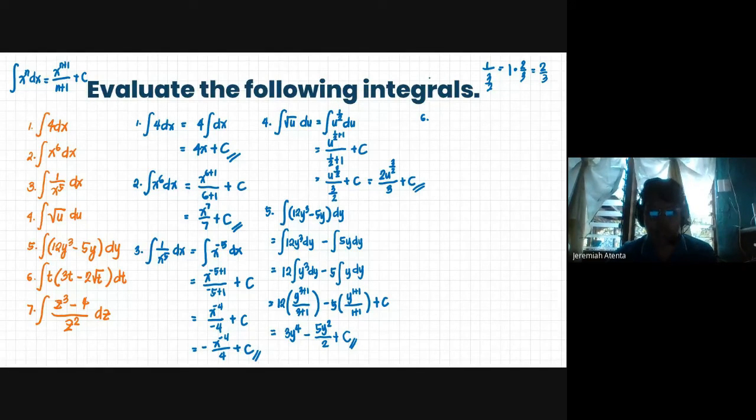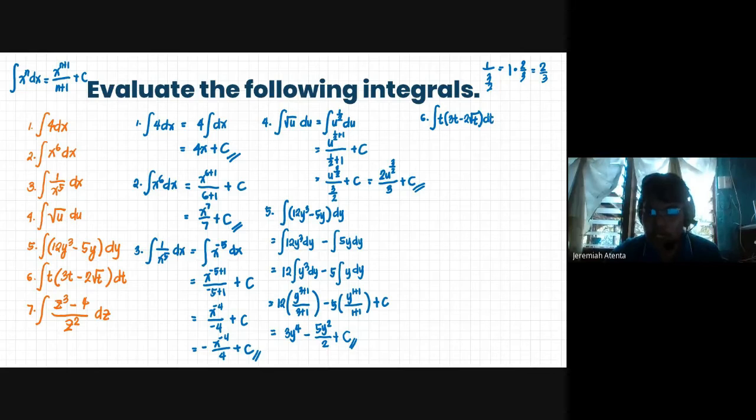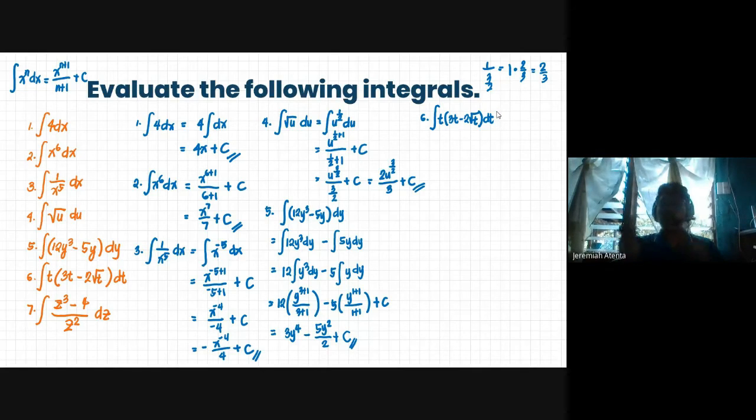Okay, number 6. We have the integral of t times 3t minus 2 square root of t, then you have dt. Okay? Now, you try this one on your own. I will give you 5 minutes, maybe. I think 5 minutes is too long, but let's have 5 minutes na lang kasi bago pa sa inyo ito. You try to solve this one, then write your answer in the comment section.